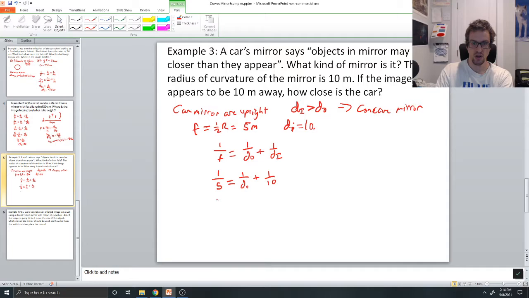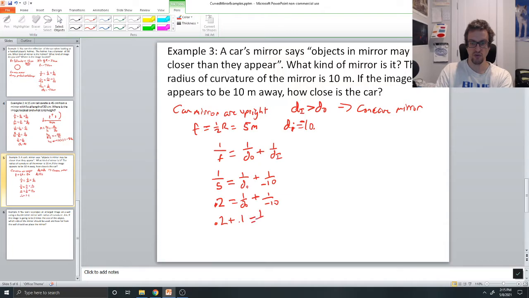We do 0.2, right? 1 over 5 is 0.2 equals 1 over DO. I made a mistake. This is negative 10. I said it's an upright image, which means virtual, which means this is negative. Okay, so negative 10. All right, so 1 over DO plus 1 over negative 10, which is going to be 0.2 plus 0.1, right? Because 1 over negative 10 is negative 0.1. We add to both sides to get 0.1.